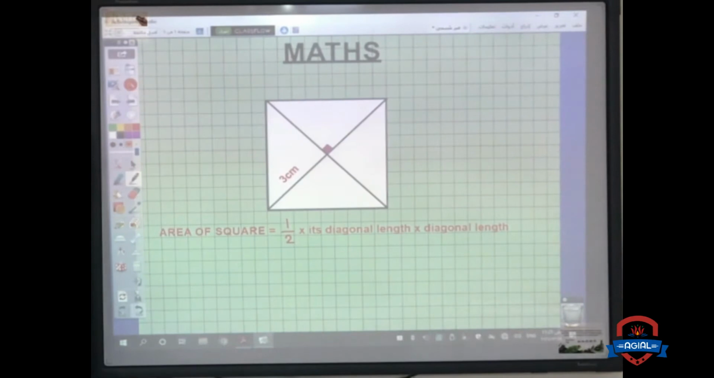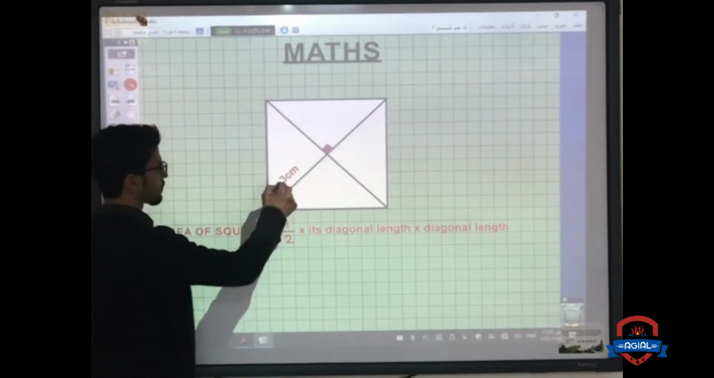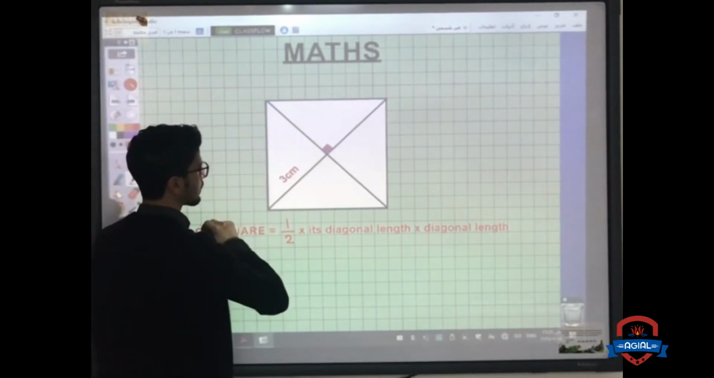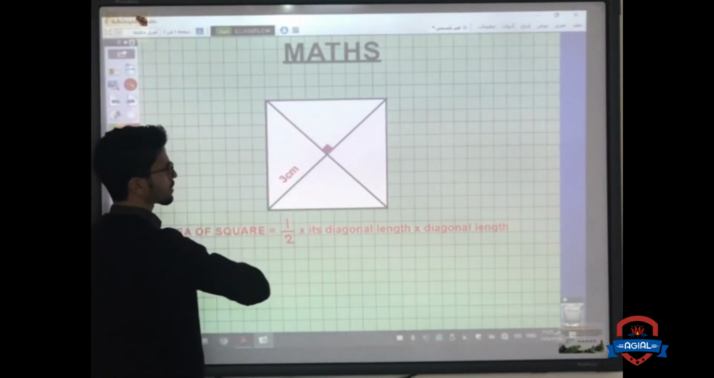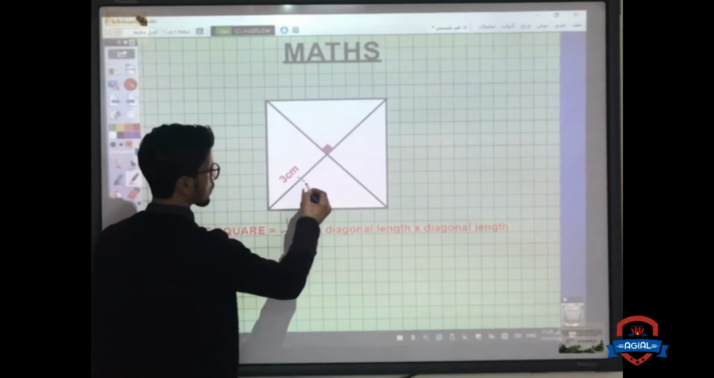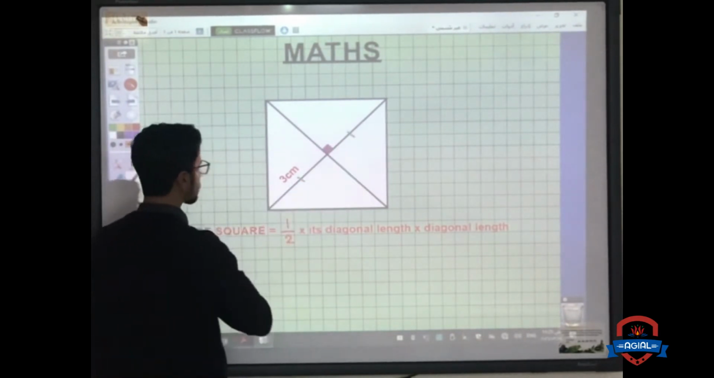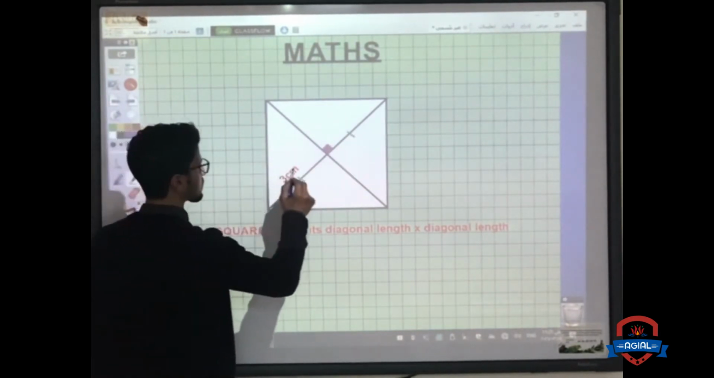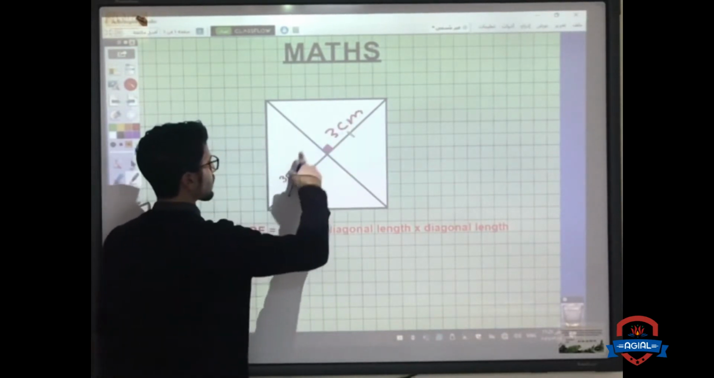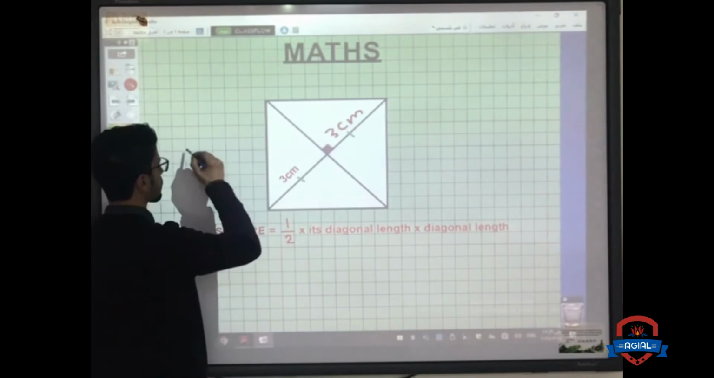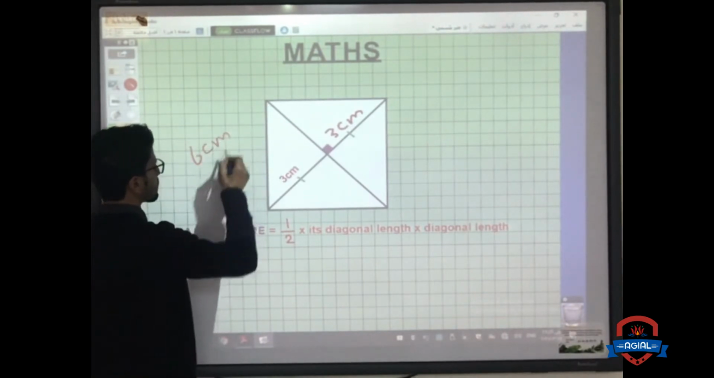So when we look at this square, we have half of the diagonal length equals 3 centimeters, and we know that the two diagonals bisect each other, so this part equals this part. So we have 3 centimeters and 3 centimeters, so the diagonal length equals 6 centimeters.